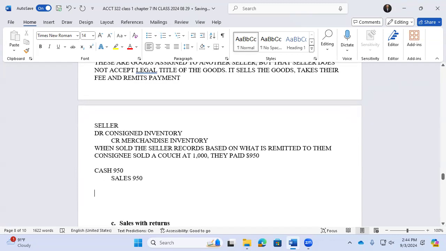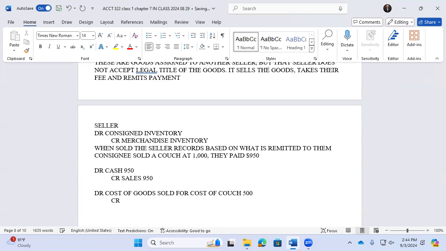And then you'd have to get rid of the inventory. Sorry, this is debit. And you'd have to debit cost of goods sold or cost of couch. Let's just say it's 500. And then you would credit your consigned inventory for $500.